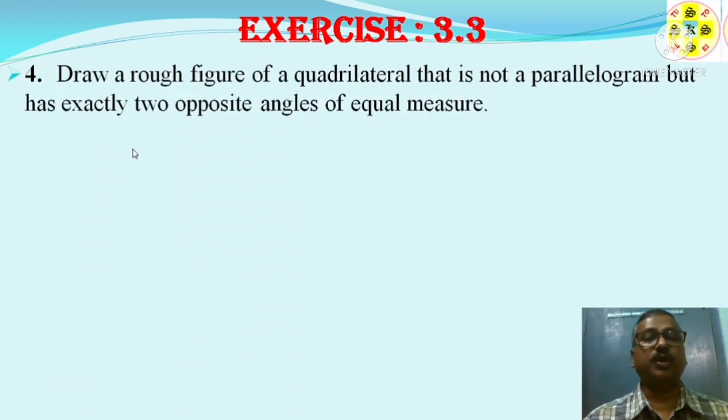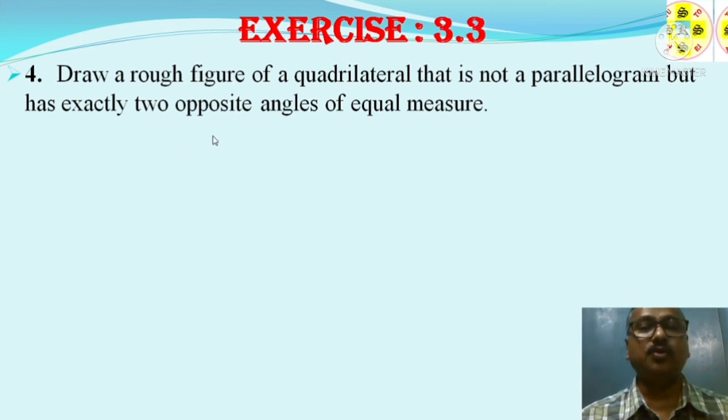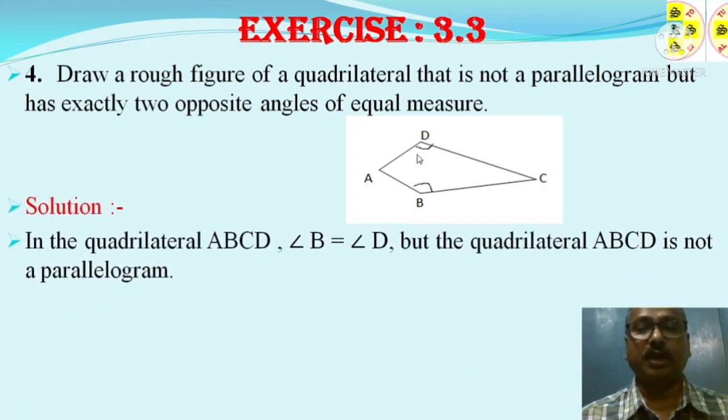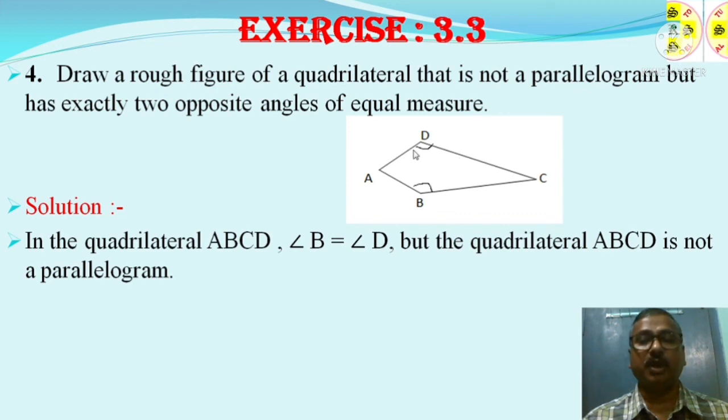Now draw a rough figure. Simply you have to draw a rough figure of a quadrilateral that is not a parallelogram but has exactly two opposite angles equal. We can draw an infinite number of figures where opposite angles are equal but the figure is not a parallelogram. Here if this is 112 degree, this is also 112 degree, but the figure is not a parallelogram. We can draw 90 degree, 90 degree also. We can draw any shape where opposite angles are equal, but the figure is not a parallelogram.